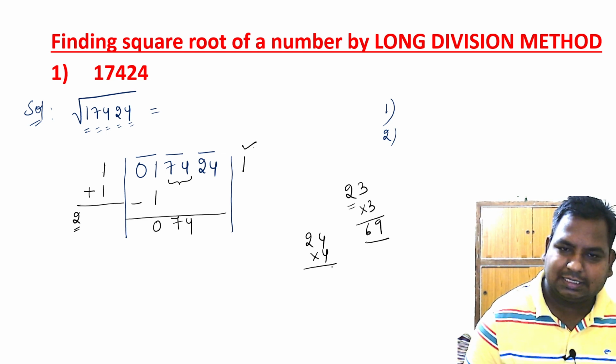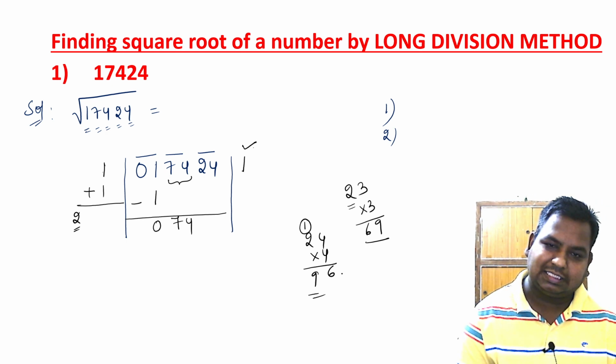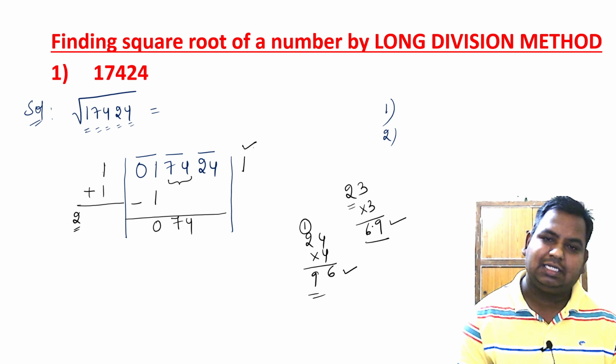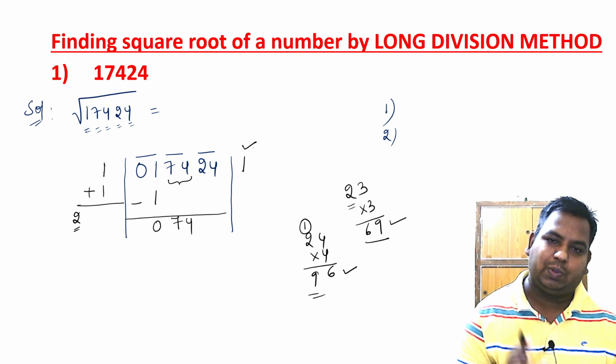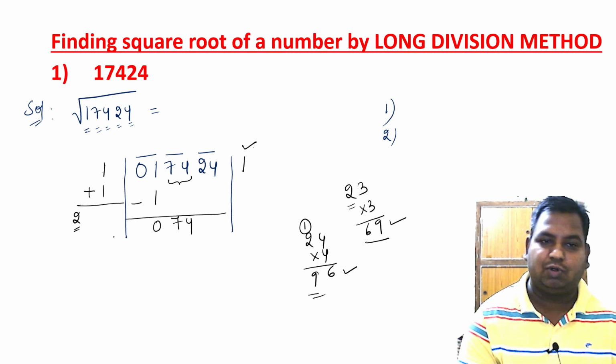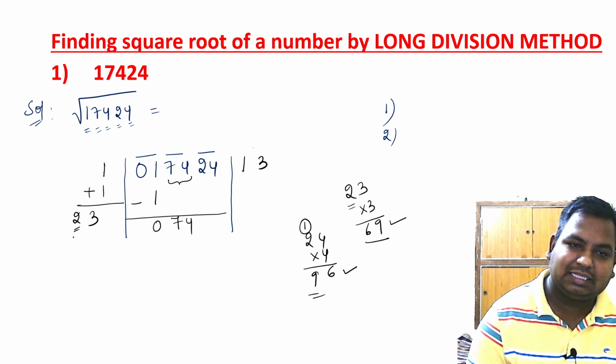So 4 4s are 16, carrying 1 we will have 96. So 24 4s is 96, 23 3s is 69. Which one do I have to consider? I have to consider 23 3s are 69, because 96 is bigger than 74. So see here, 23 3s are 69.